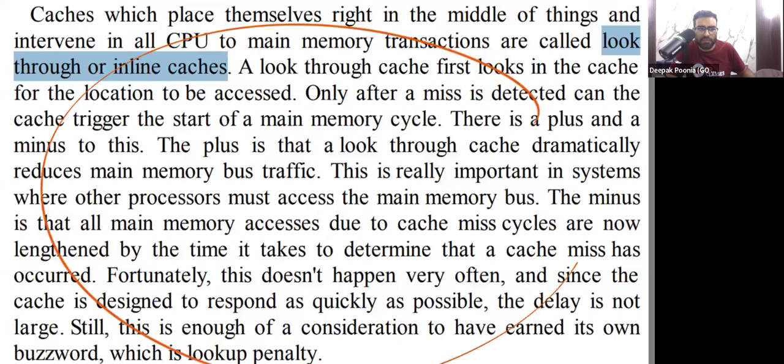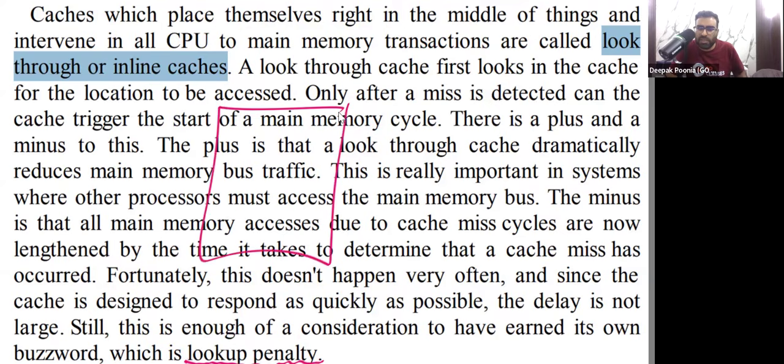Okay, so you can see, this screenshot I have taken from a standard book, and in this standard book you can see they are saying that there is a lookup penalty. Okay, what is the meaning of this lookup penalty? This simply means that if the data is not available in the cache memory, then also first we will check the cache memory. First we will search in the cache memory. First we will look up in the cache memory. Then we will access the main memory.